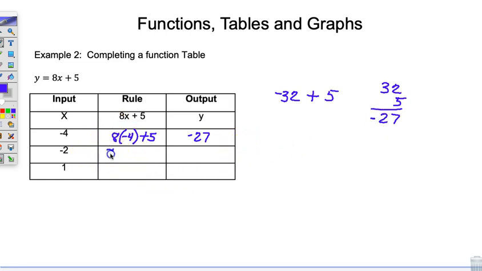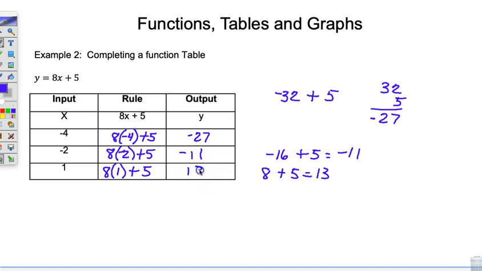Okay, moving on. I keep the 8 again, replace the x with a negative 2 this time, and add 5. 8 times negative 2 is negative 16, plus 5 would give me negative 11. In the last one, x is equal to 1, so we'll replace that and then add 5. 8 times 1 is 8, plus 5 would give me 13. Okay, now let's decide whether this represents a function or not. So take a look at your x values. It looks like they don't repeat, so this is a function.